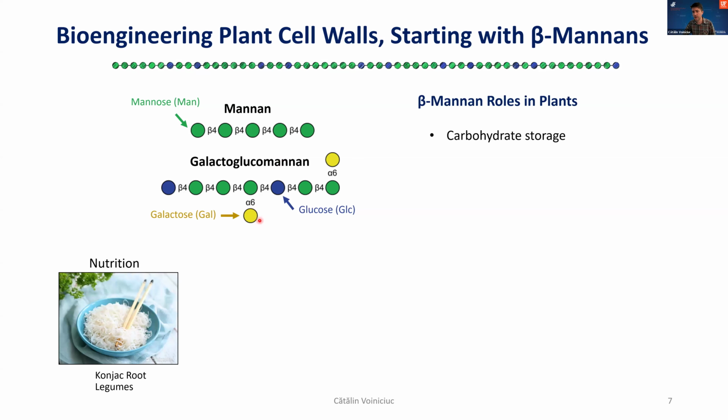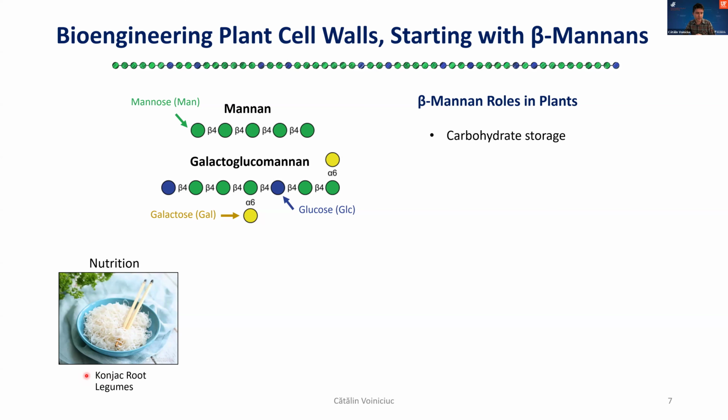Mannans as a whole are involved in carbohydrate storage. They can be akin to starch in cereals, but they are most abundant in legumes. They're not exclusive to legumes. For example, here I'm showing you konjac noodles. These are produced from the corm or tuber of the Amorphophallus konjac plant. And such polymers also accumulate as storage materials in non-legumes such as coffee seeds. And that's one example worth pointing out because coffee originated in Ethiopia.